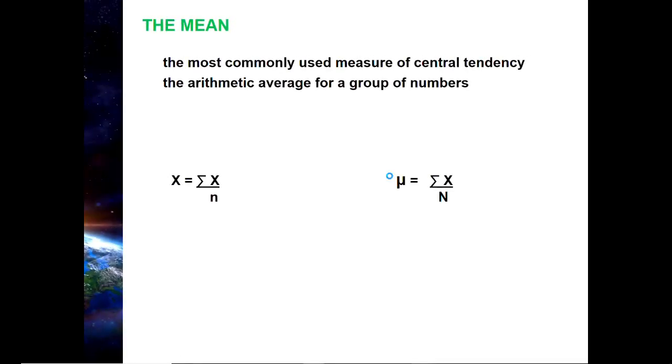All right, so the first one we're going to focus on is the mean. And we're going to focus on the mean because it is the most commonly used measure of central tendency. Remember, central tendency is just another name for average. So it's the most commonly used measure of central tendency, and it is the arithmetic average for a group of numbers. So in other words, this is called an arithmetic average.